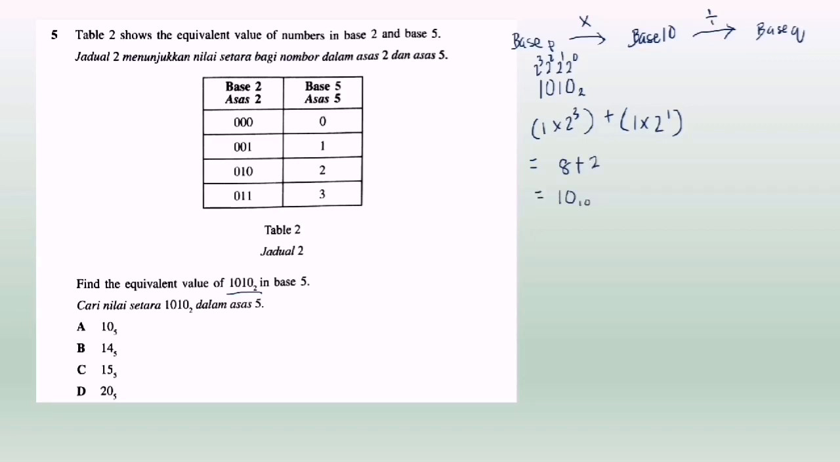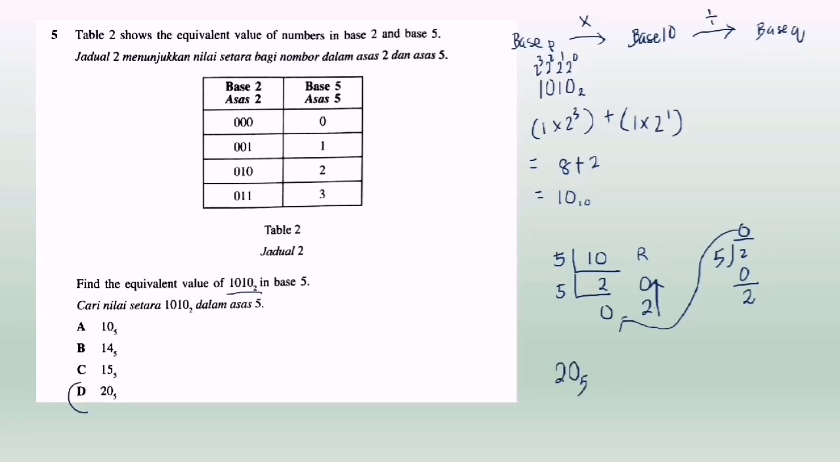So we need to convert number in base 10 to number in base 5. So we do the repeated division. Divided by 5. So 5 to 10, remainder is 0. 5, 0, 2. Okay, don't forget the number we write from bottom to top. So the answer is 20 base 5. So the answer is D.